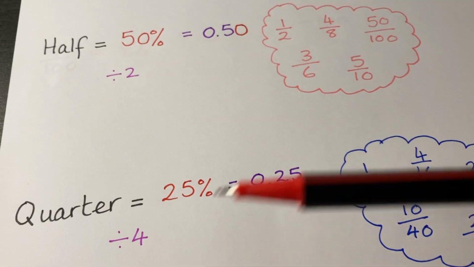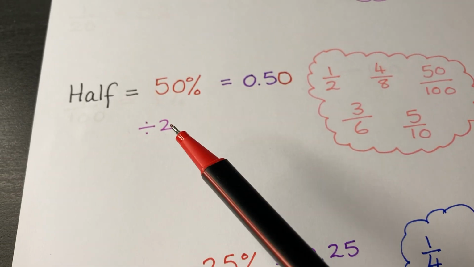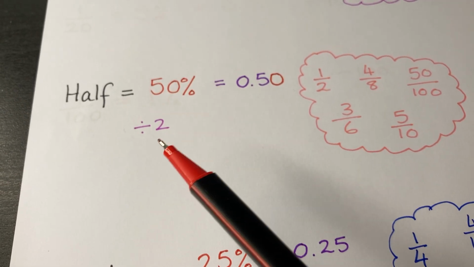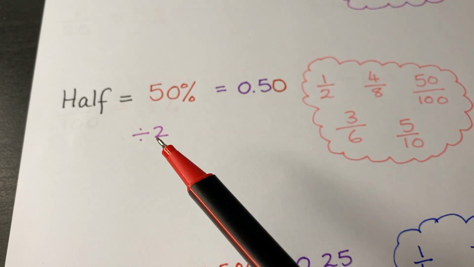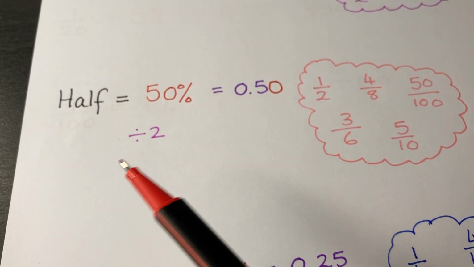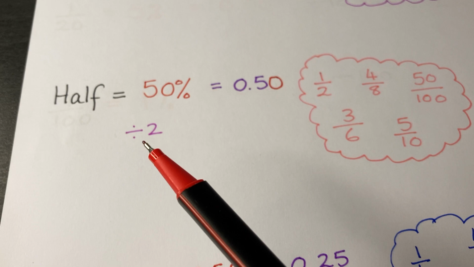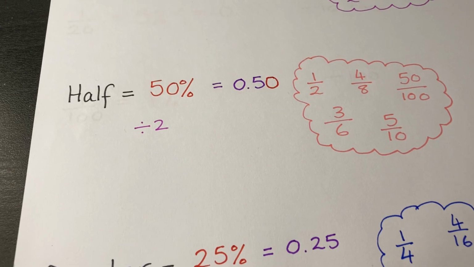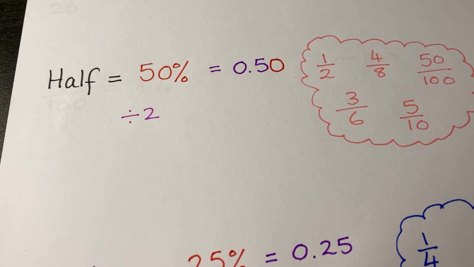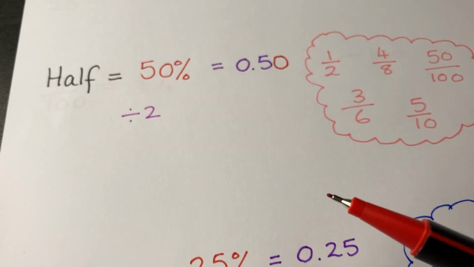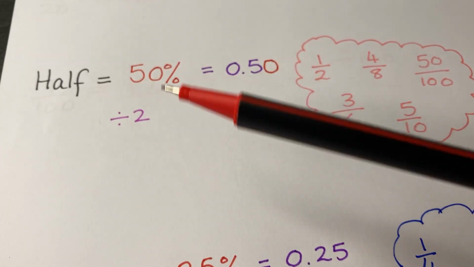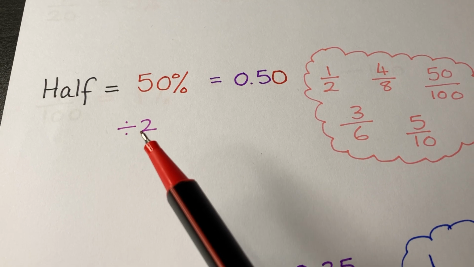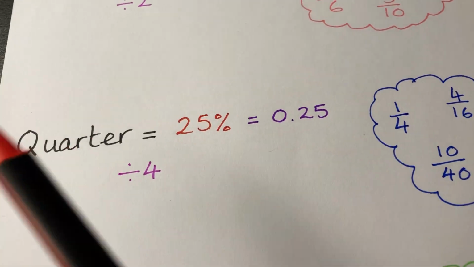Oh, just before, sorry, I forgot to mention, I've written divide by 2 here. That means that if you have a number and you want to work out 50% of that number, then you need to divide by 2. It's as simple as that. Any number, if you want to find 50% of a number, you need to divide by 2. So for instance, if you've got 1,000, what's 50% of 1,000? Well, divide 1,000 by 2. What is it? It's 500. So 50% of 1,000 would be 500. So you just need to divide the number by 2 to get 50%. Okay, sorry about that. Let's move on.